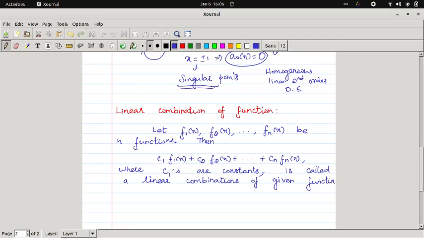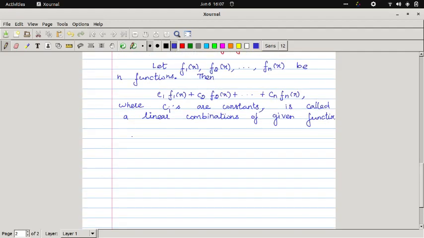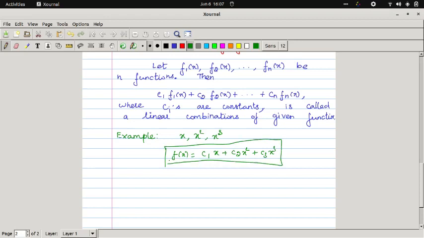Okay, so now let's see some examples. Suppose I have the functions x, x square, x cube. The linear combination, suppose I take it as some f of x equal to c1 x plus c2 times x square plus c3 times x cube. This is the linear combination of the given functions.